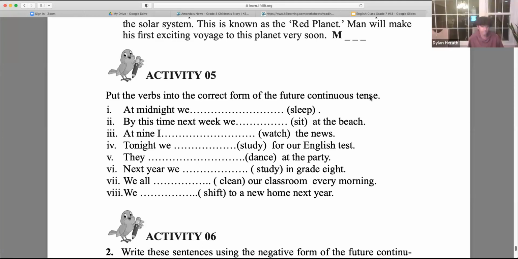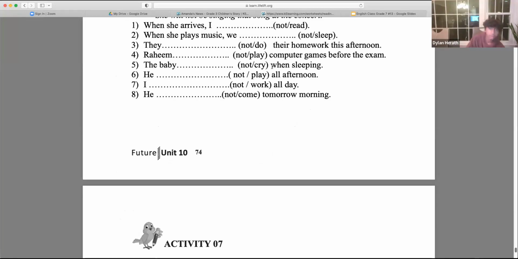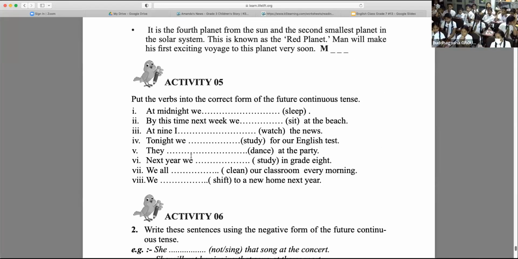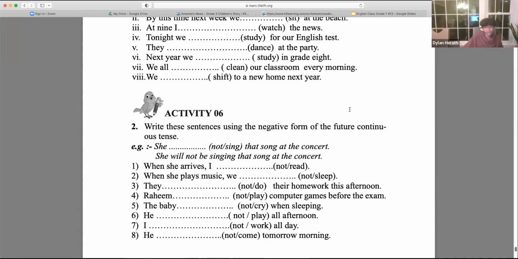Okay, number 8. We blank shift to a new home next year. Say it again. Yes, we will shift to a new home next year. All right, excellent. So that is activity 5.